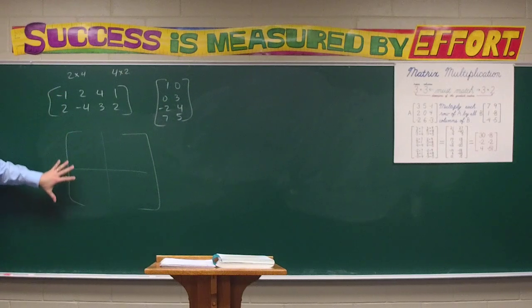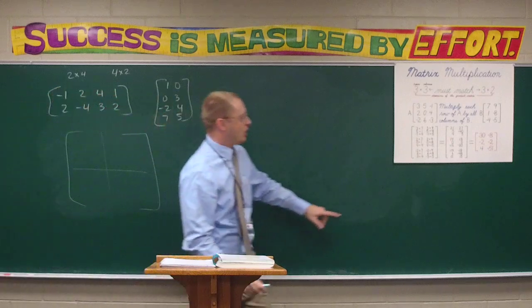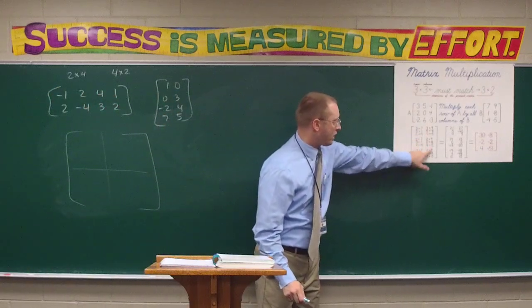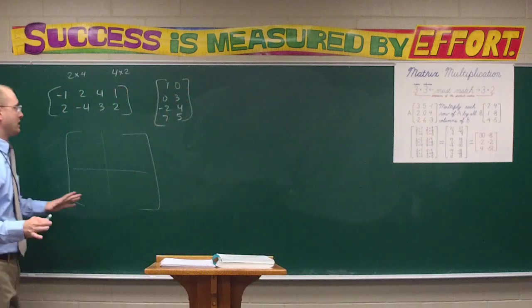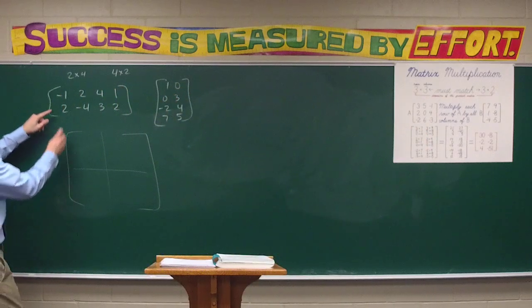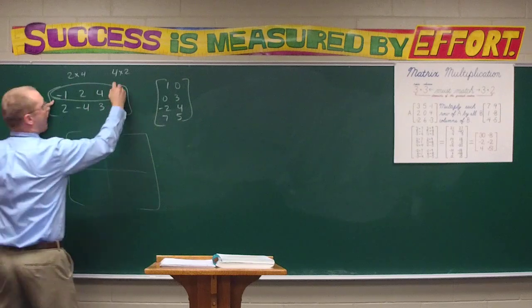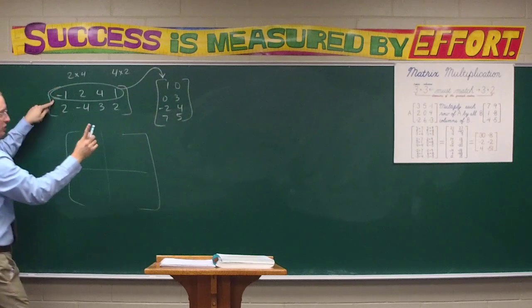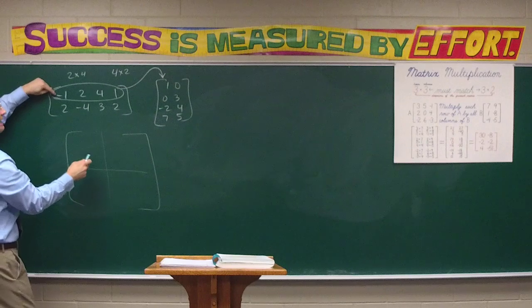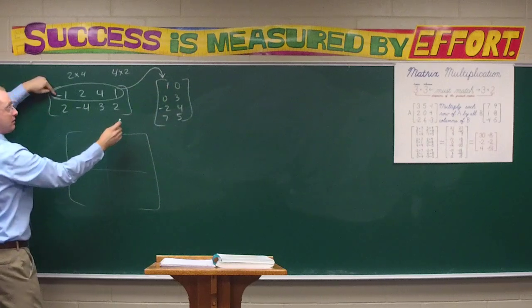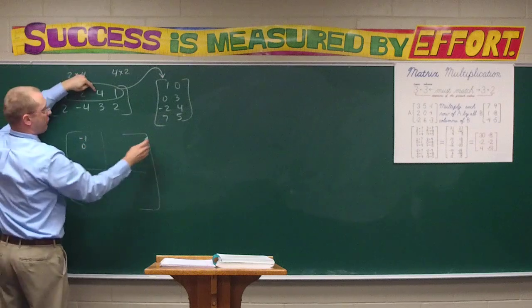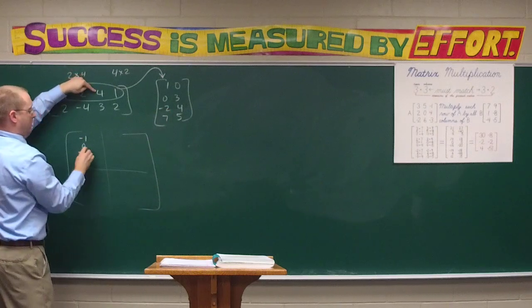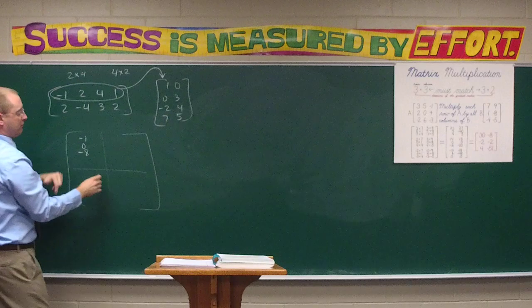I'm actually going to set up a little grid. In fact, you can't see it because I erased it, but there was a grid in here originally. Because I can't do it without the grid. I've got to keep the grid to keep me focused. All right, what we're going to do is take the top row and drop it down the first column. So I'm going to start with negative 1 times 1, class, then 2 times 0, then 4 times negative 2, and then 1 times 7.